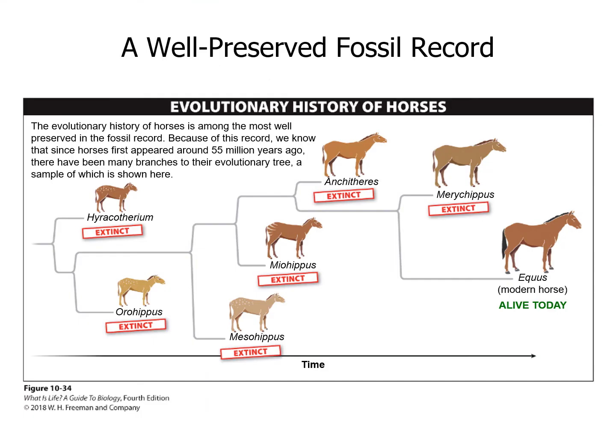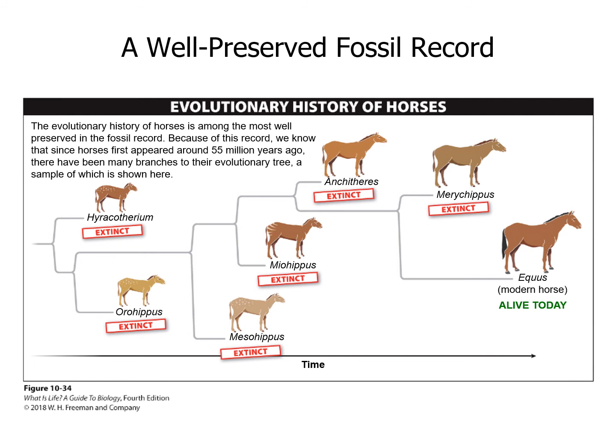And then moving on to well-preserved fossil records. One of the examples we have is of horses, or equids. The evolutionary history of horses is among the most well-preserved in the fossil record. Due to this record, we know that since horses first appeared around 55 million years ago, there have been many branches to their evolutionary tree, a sample of which is shown here.